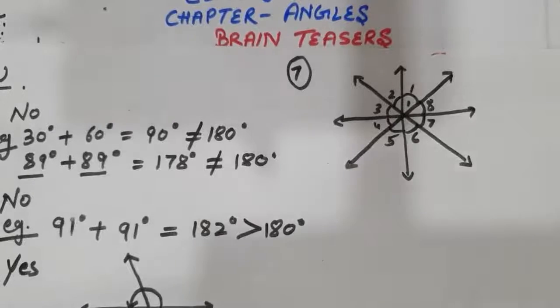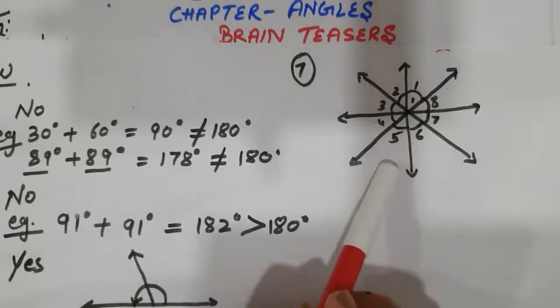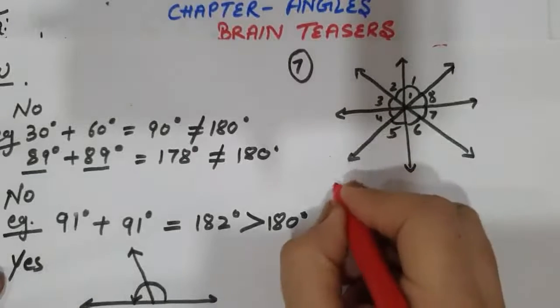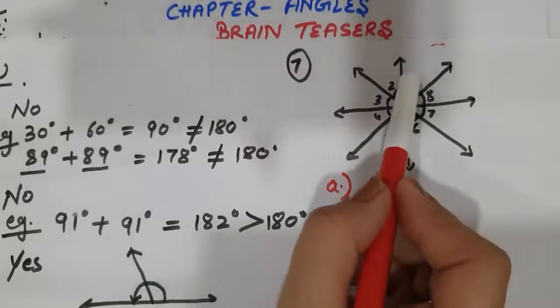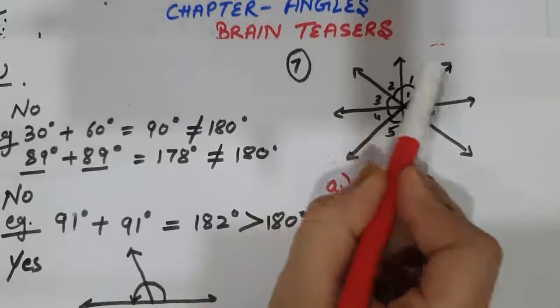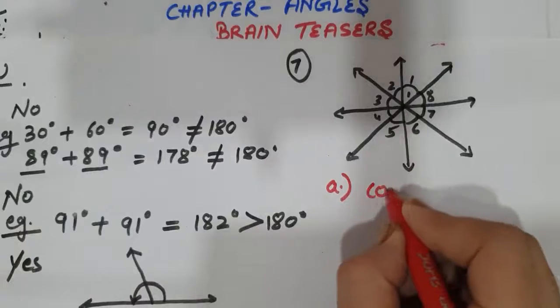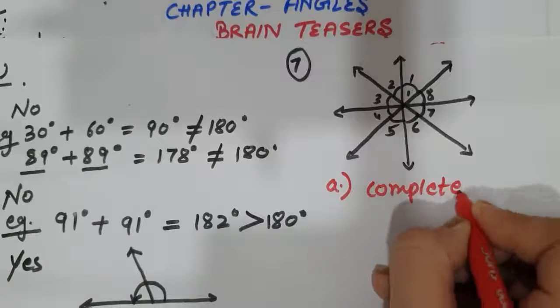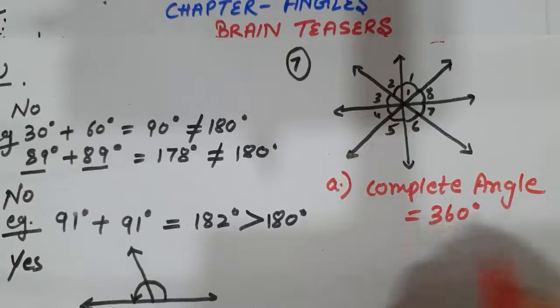Now coming up to the last question of the exercise. Let us look at the figure. It is given here and we will answer the following questions. First part says angle 1 plus angle 2 plus angle 3 plus 4 plus 5 plus 6 plus 7 plus 8. ये सारे एंगल्स को प्लस करने के बाद I will get a complete circle that is equal to 360 degree. It will be a complete angle which is equal to 360 degree.